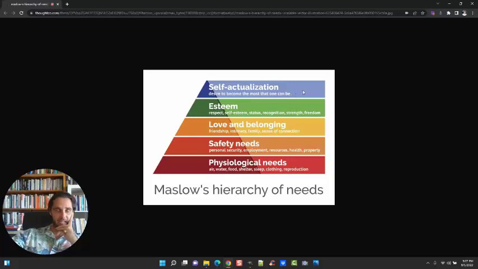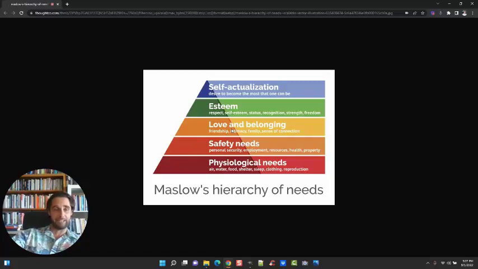Whereas if I'm buying a Volvo or some lower-end car that has a lot of safety features, a minivan, I'm buying a minivan for my kids. The core pain point I would have there is my safety needs, because I want to protect my family and keep them safe. So I would say safety needs, and then also love and belonging.